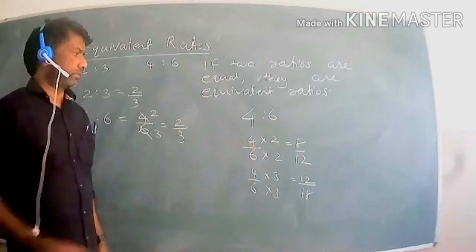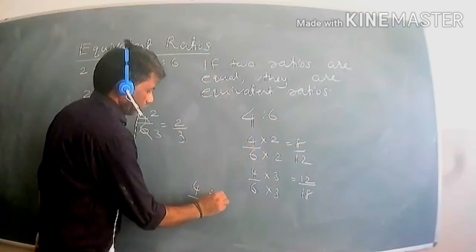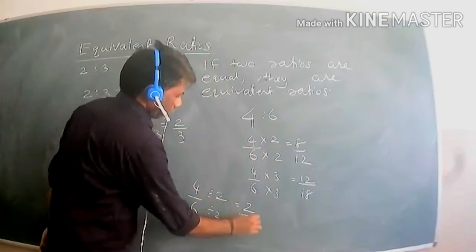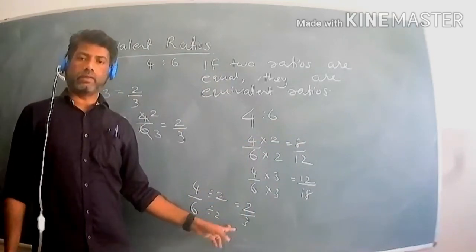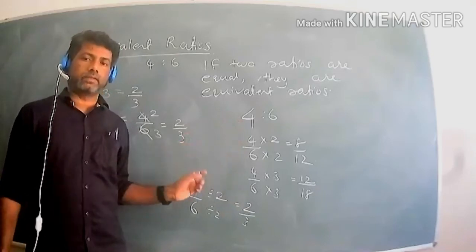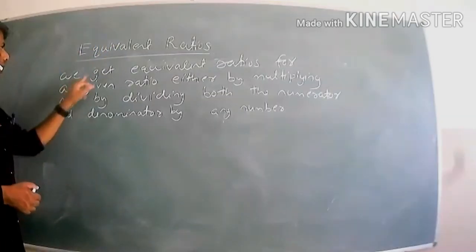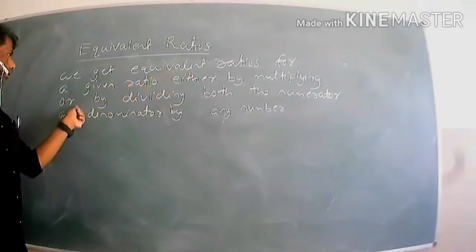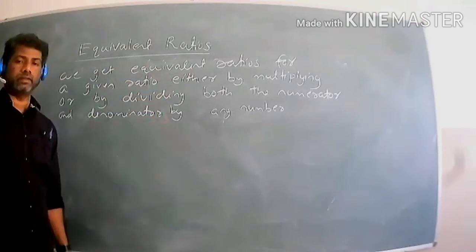Also you can divide 4 by 6. If you divide by 2, 4 divided by 2 is 2, 6 divided by 2 is 3. That is also an equivalent ratio. So for getting equivalent ratios for a given ratio, we can either multiply or divide both the numerator and denominator by any number.